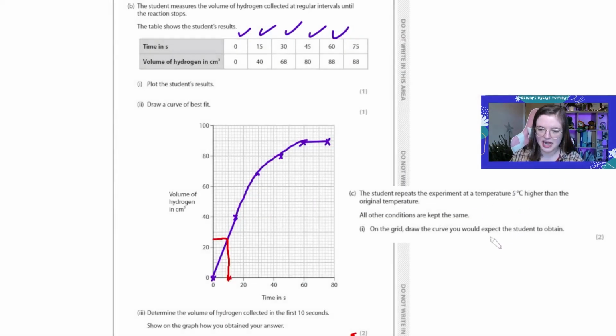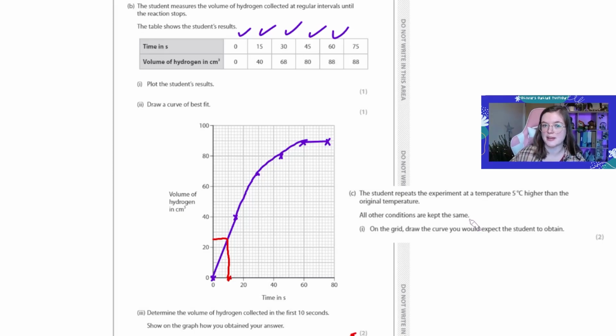Okay, so what's going to happen? Well, it's going to be at a faster rate because there's a higher temperature, which means that this curve is going to be steeper, but it's still going to end at the same spot. It's still going to run out of stuff at roughly the same point, right? It's going to happen quicker, so it's going to run out of stuff quicker, but it's not going to suddenly make more stuff, right?